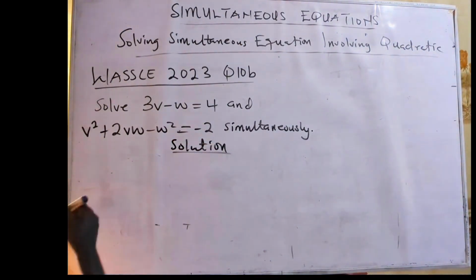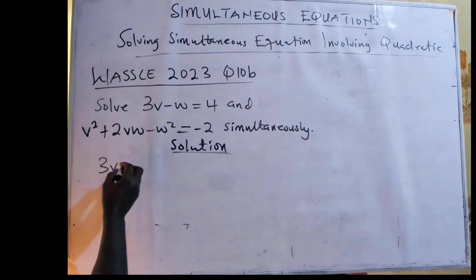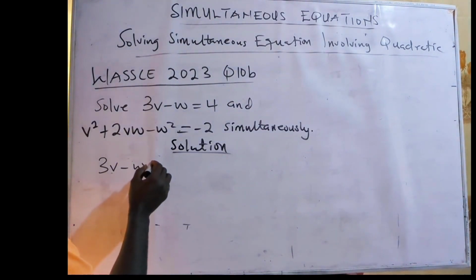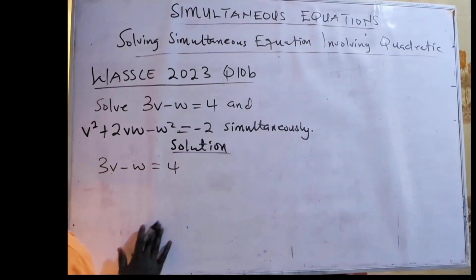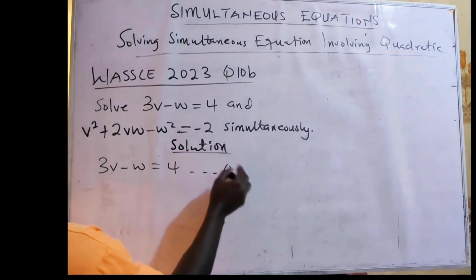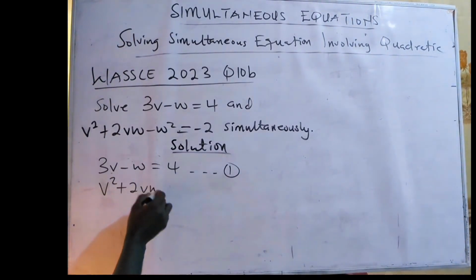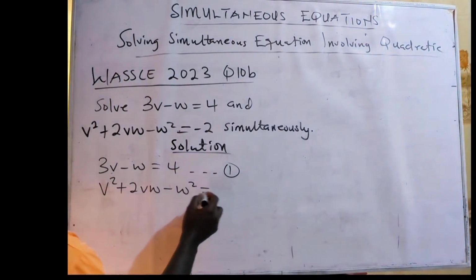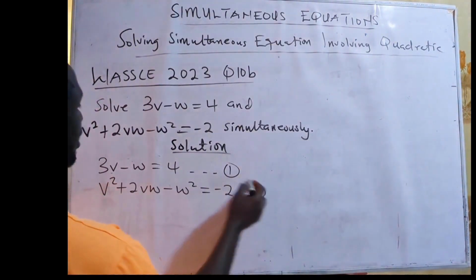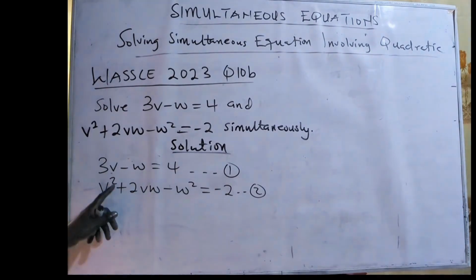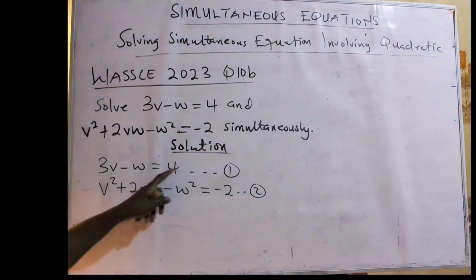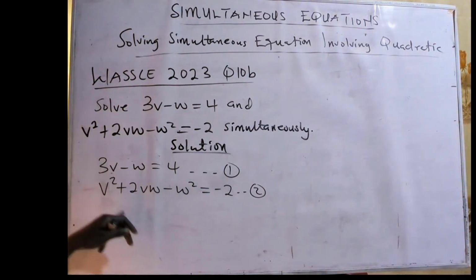So we are given two equations to solve simultaneously. We have 3v minus w equal to 4. Let me call this my first equation. And v squared plus 2vw minus w squared equal to negative 2, as my second equation. You see that we have a quadratic here. This is a linear equation and this is a quadratic, where we have v squared and w squared.